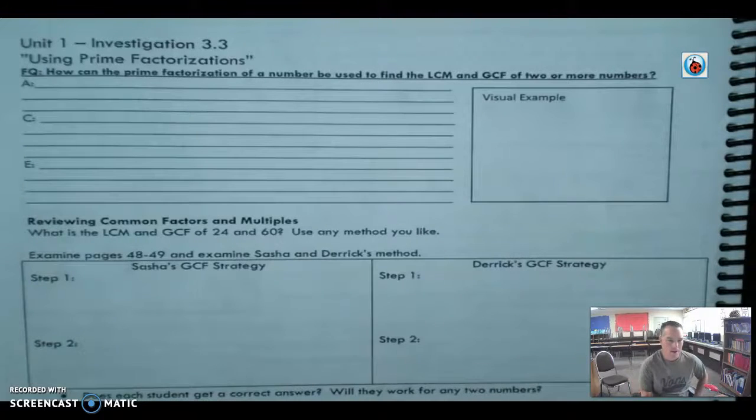So this is investigation 3.3, using prime factorizations. How can the prime factorization of a number be used to find the LCM and GCF of two or more numbers? We're going to look at two different ways to find the GCF and two different ways to find the LCM. It says to look at your math book, pages 48 and 49. You do not have that, so I will show you everything you need to do.